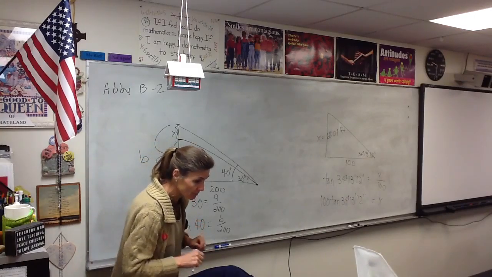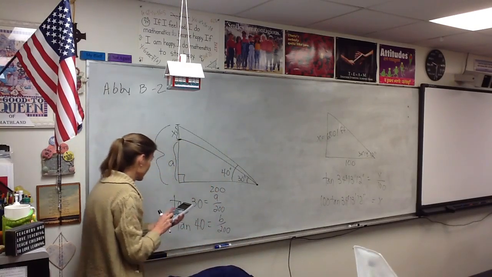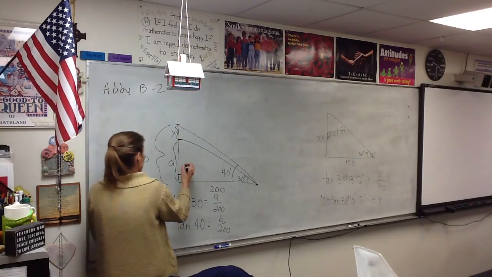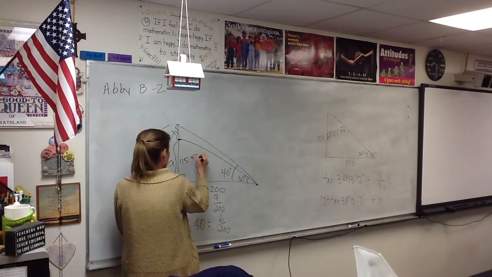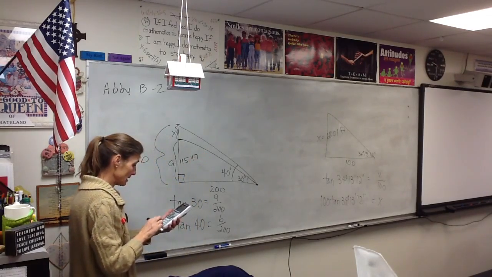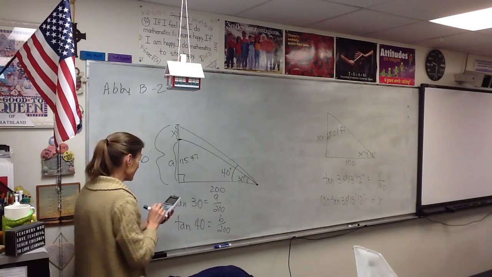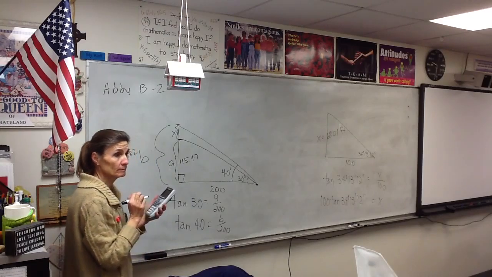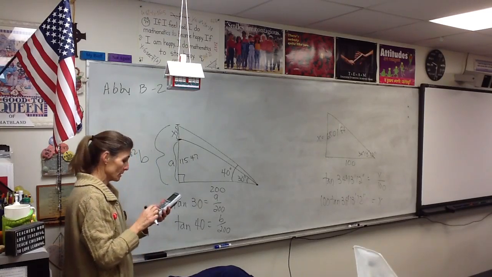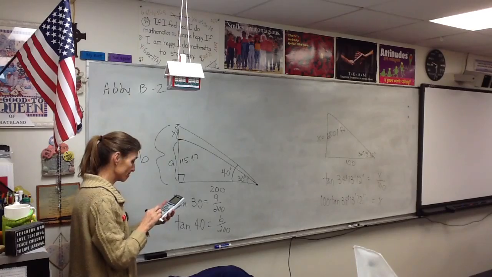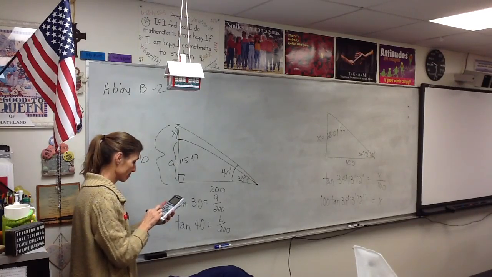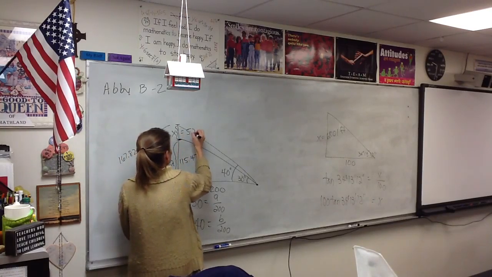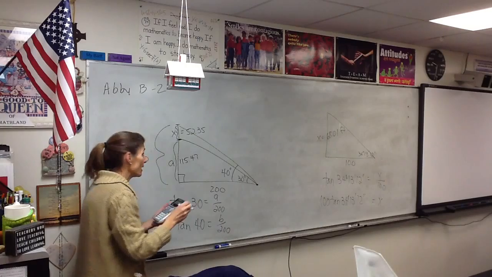So what does A turn out to be? 200 tan 30. So A is 115.47, okay. And then 200 tan 40, this is 167.82. So we'll subtract. Oops. And I got 52.35. What about you? And that would be feet.